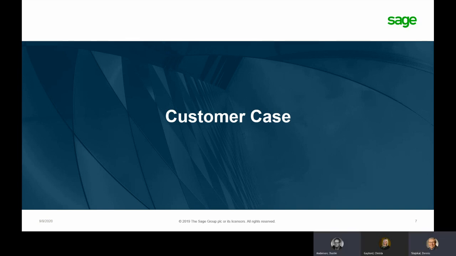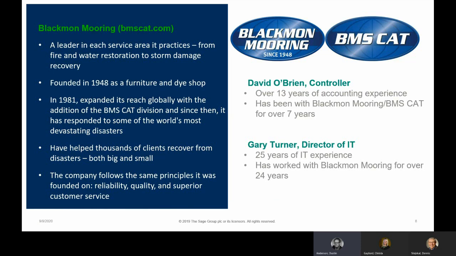That's great feedback. And I think we've got a perfect customer case study to kind of highlight that. And so for the November Sage Intacct Advantage virtual conference, I know you interviewed a company called Blackmon Mooring. Blackmon Mooring was one of the first companies to implement Sage Intacct Construction. Can you tell us a little bit about them, Dennis, and their journey?